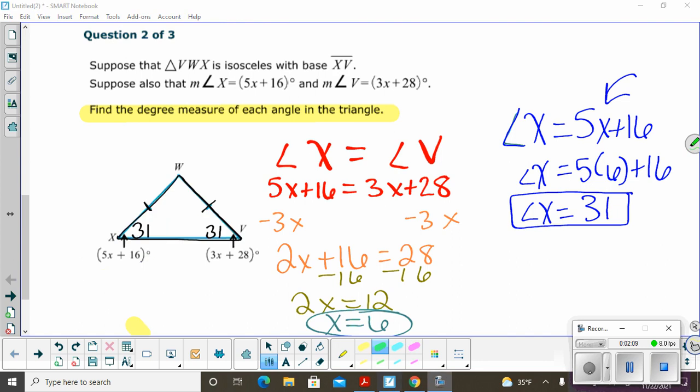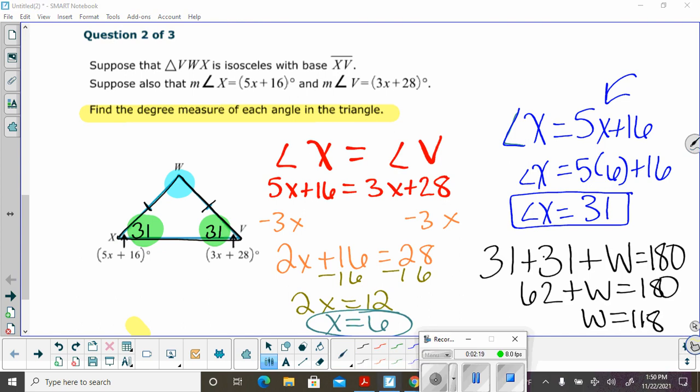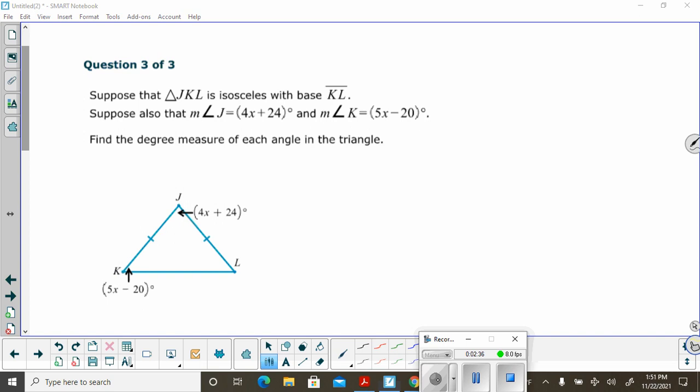Again, we're not fully done, because though we have 31 and the other 31, we still do not have this W. However, if we take all three of our angles and add them up to 180, we can solve for W, and W becomes 118. When you add those up, it equals 180.